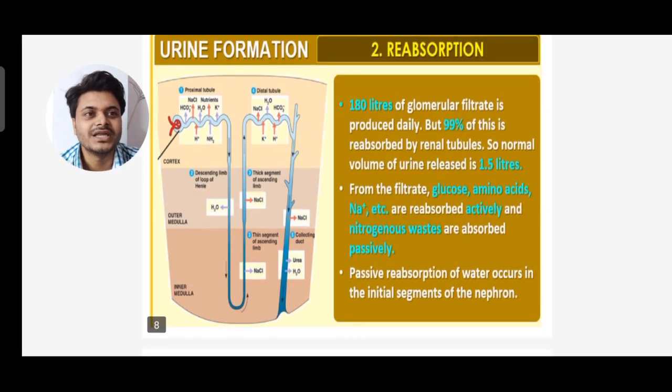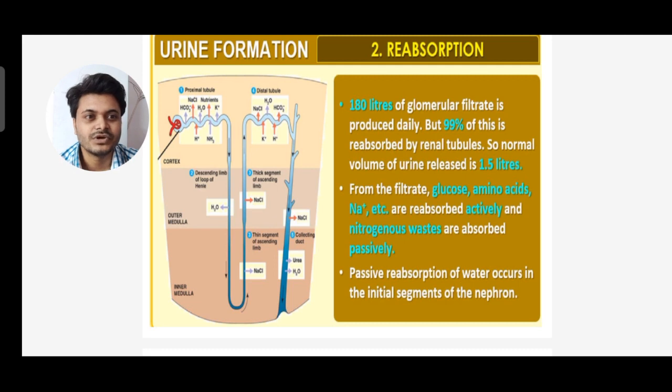So this 180 liters of glomerular filtrate is produced daily, but 99% of this is reabsorbed by the renal tubule. The normal volume of urine released is 1.5 liters. From the filtrate, glucose, amino acids, sodium ions, etc. are reabsorbed actively, and nitrogenous waste is absorbed passively.